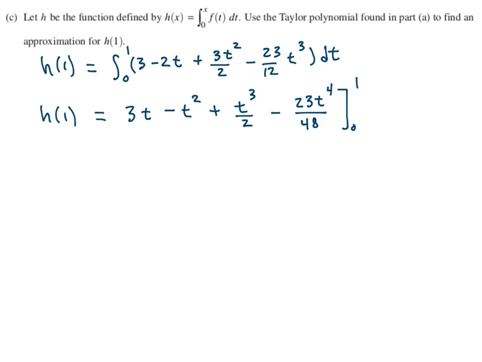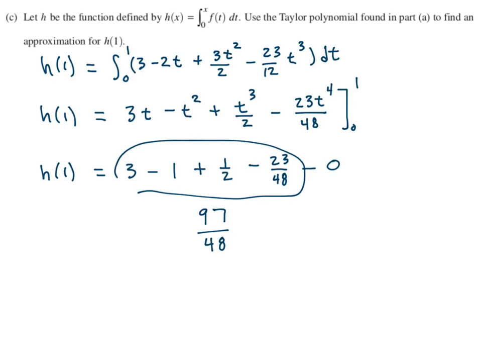So a 1 plugged in to all of those basically just makes the t's go away. So h of 1 would equal 3 minus 1 plus a half minus 23 over 48. And then I did sneak in a minus 0 there because that's the lower bound plugged in. If I plug in a 0 for all the t's, it would just go away. So just add those like terms together, simplify, common denominator is 97 over 48. They're okay if you leave the answer as all of this part right here on the non-calculator, but it wouldn't hurt to simplify.